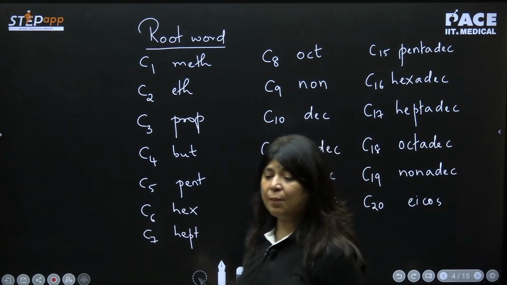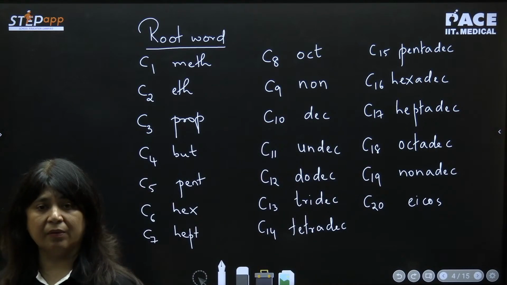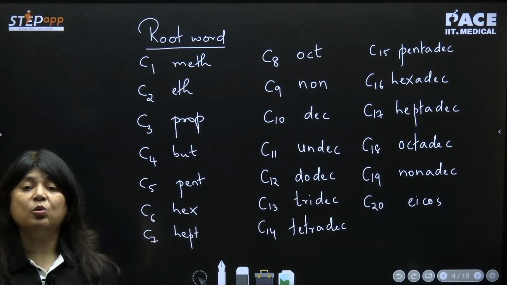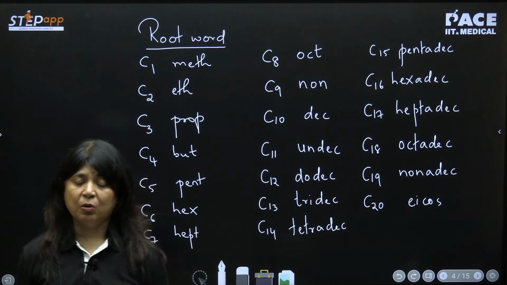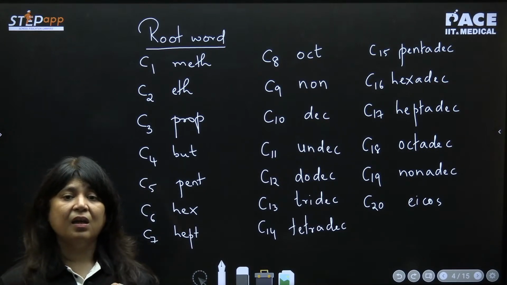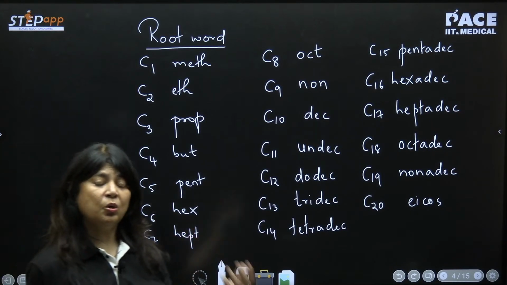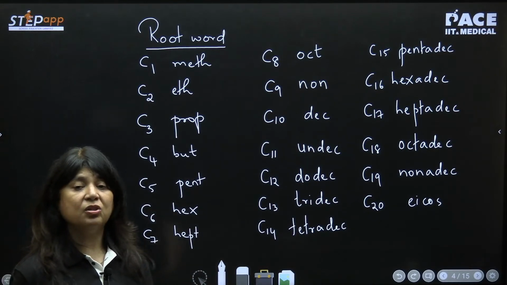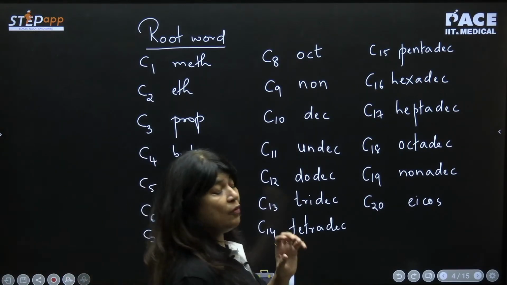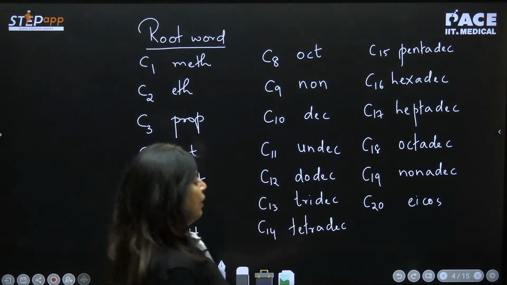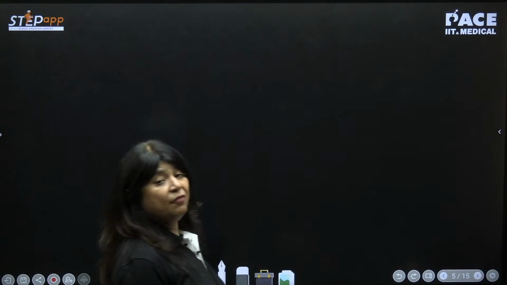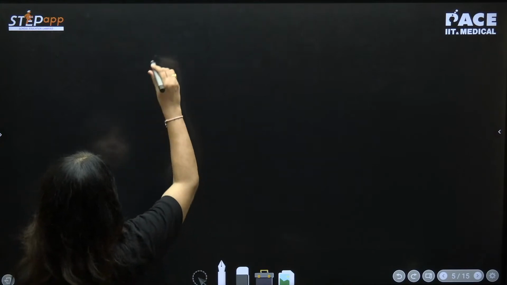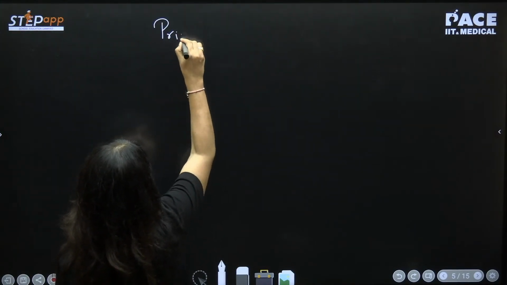Basically, root word tells you the number of carbon atoms present in the longest chain. If your longest chain of carbon atoms has 9 carbon, then the root word you're going to use is non. If the longest chain has 15 carbon, then the root word you're going to use is pentadec. So root word indicates the number of carbon atoms present in the longest chain of the compound, that is the parent chain. Now the root word always has to be followed by a primary suffix. So primary suffix and root word are always going to be there in the name of the organic compound.